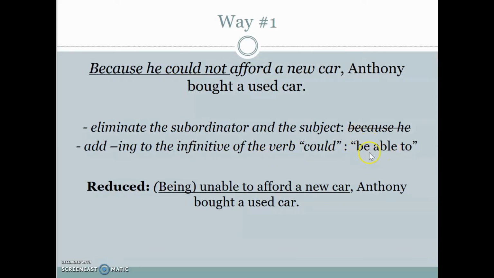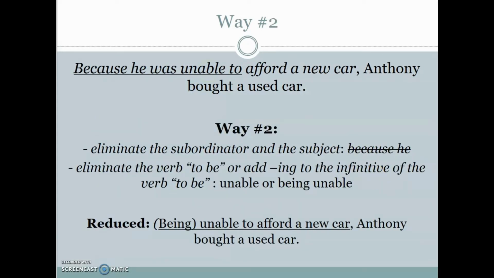So you're going to add ing to the verb be, and you have being unable to afford a new car. Or you can get rid of the verb to be and just use the adjective unable and just say, unable to afford a new car, Anthony bought a used car. Every time you're dealing with the verb can or could, you have to keep in mind the infinitive of this verb is be able to.